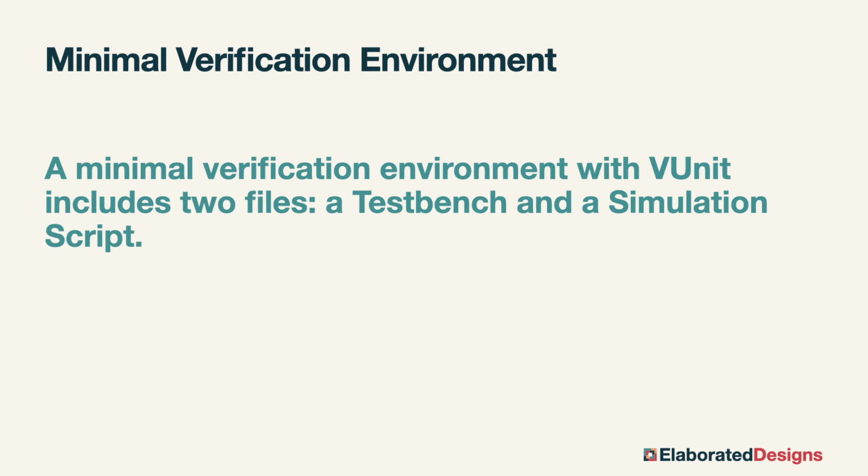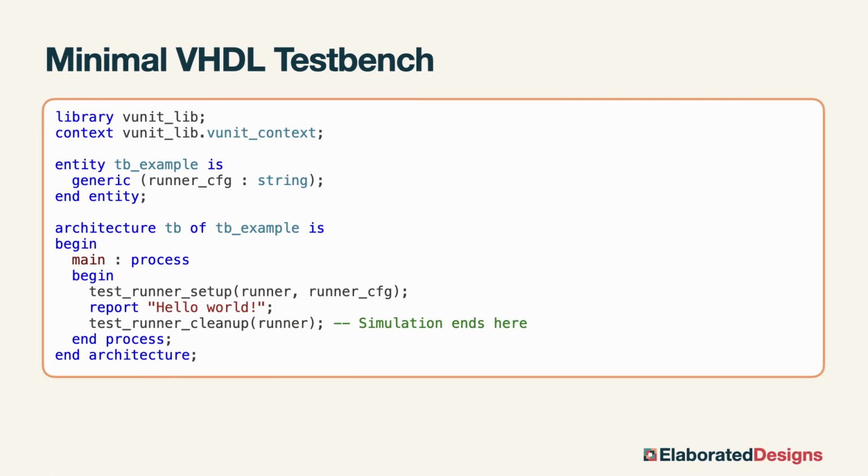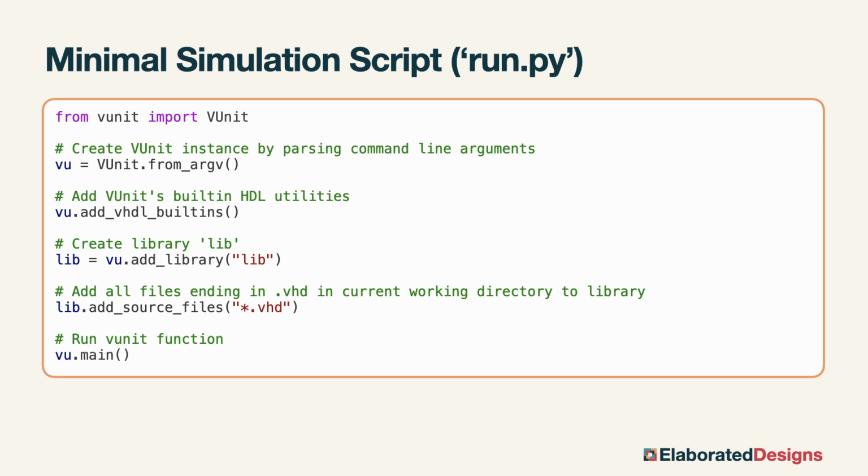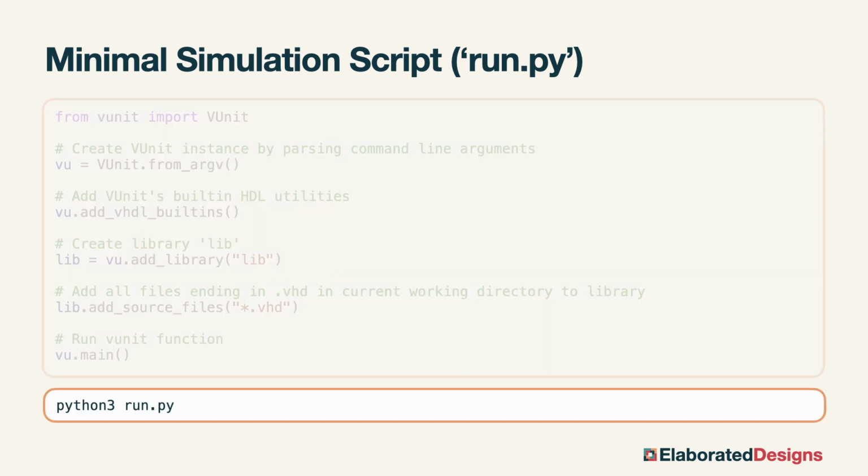A VUnit verification environment includes at least two files, a test bench and a simulation script. This is what a VUnit test bench in its simplest form looks like, as described in the VUnit user guide. We must pair our test bench with a simulation script, which in its minimal form looks like this. We can then run the simulation script from the command line.